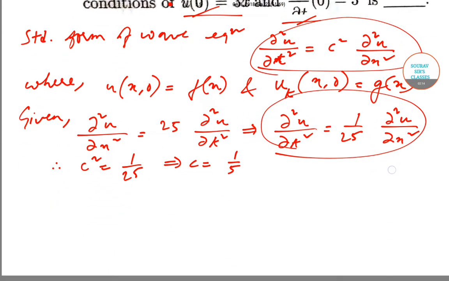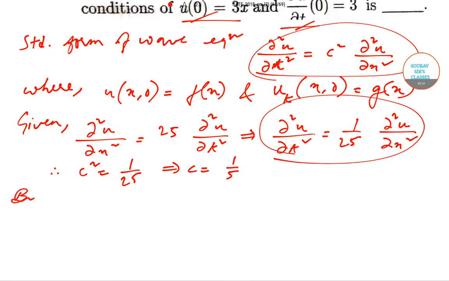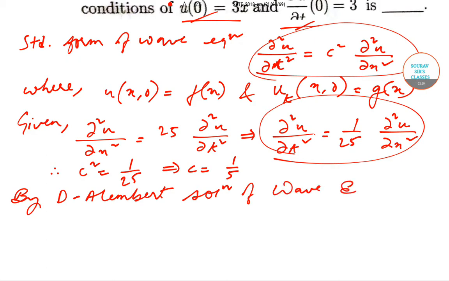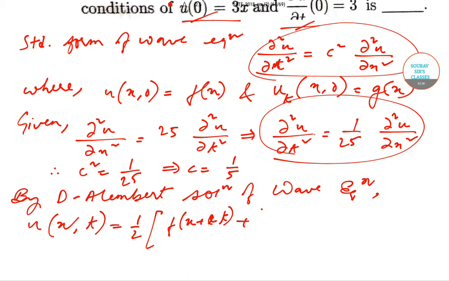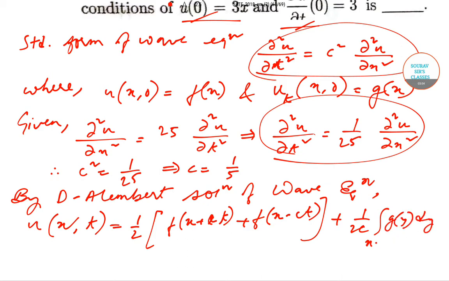So now by D'Alembert's solution of the wave equation, we get that u of x comma t is equal to half into f of x plus ct plus f of x minus ct, plus 1 by 2c into the integration of g of y dy for the limits x minus ct to x plus ct. So this is what we have got.